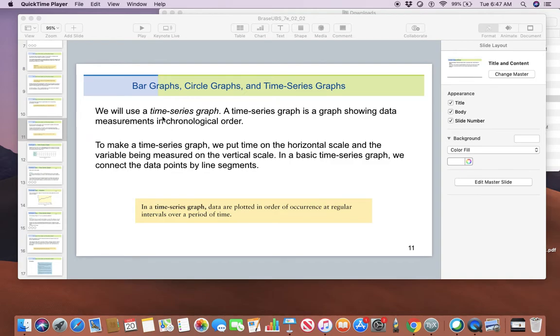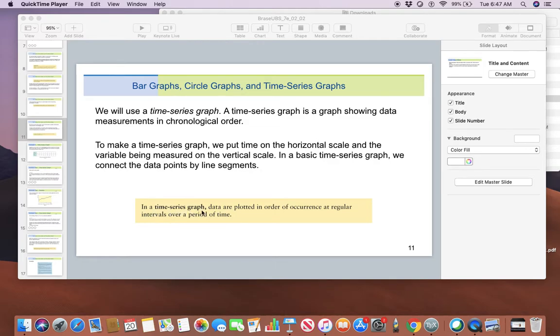Back. Now we'll look at time series graphs. A time series graph is a graph showing data measurements in chronological order. Chronological means in order of time. To make a time series graph, we put time on the horizontal scale and the variable being measured on the vertical scale. In a basic time series graph, we connect the data points by line segments.